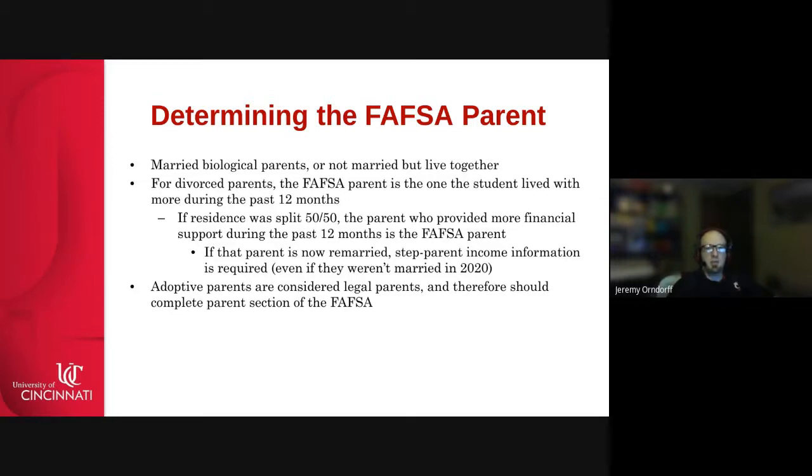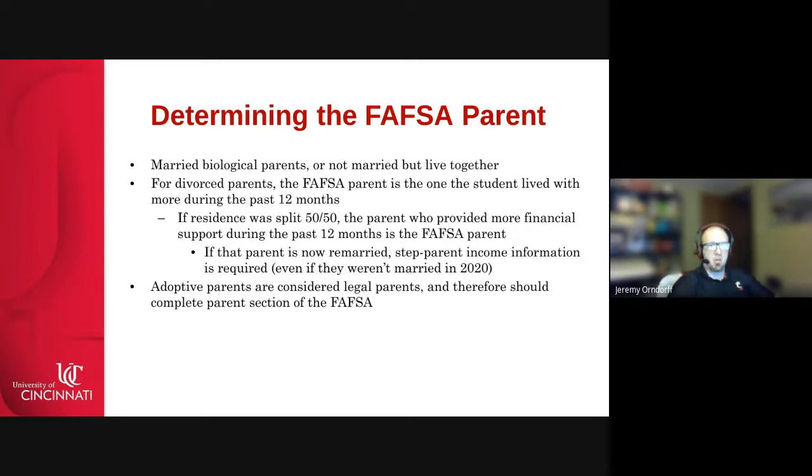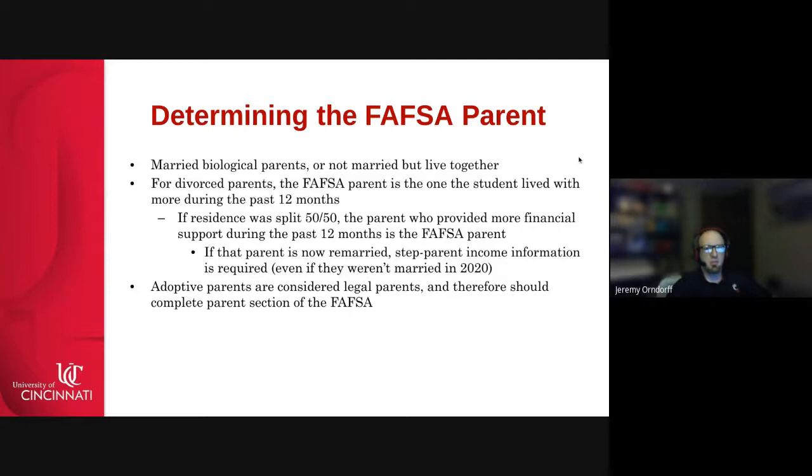For divorced parents, it's going to go with which parent the student lived with the most in the previous 12 months. If there's a 50-50 residency, so a student is spending an equal amount of time with each, then it's going to go to the parent who provided the most financial support in the previous 12 months. So it goes in that order. It's not either or. First, regardless of financial support, who did the student live with the most? If that is 50-50, then it goes to who provided the most financial support. If that parent is then remarried, it's going to be that parent and stepparent.